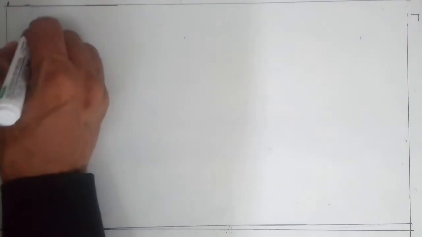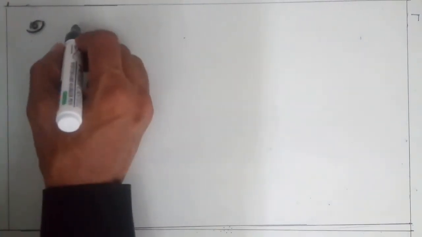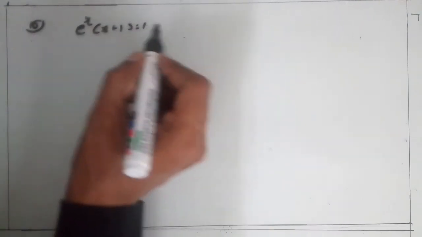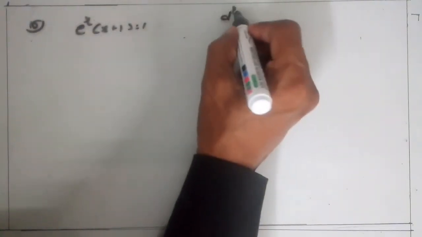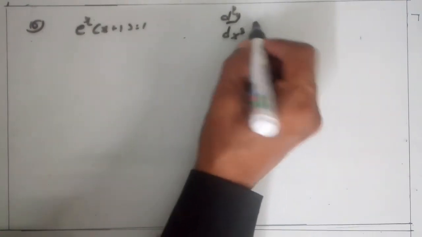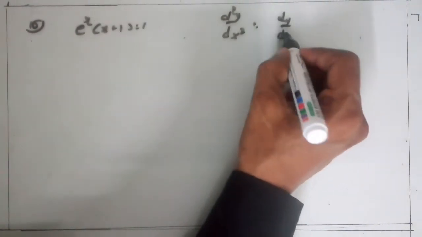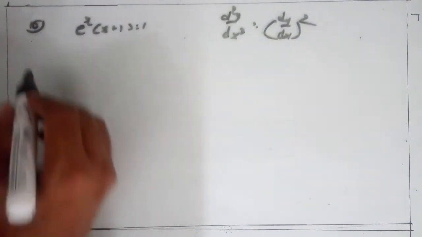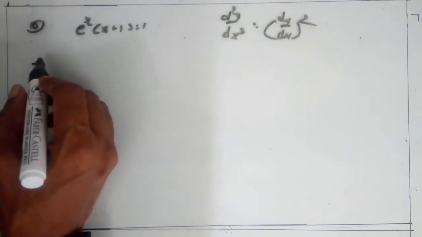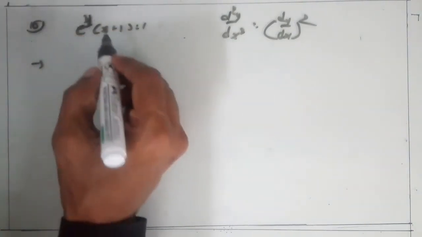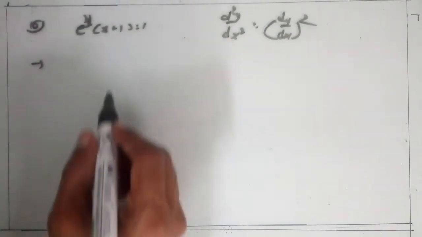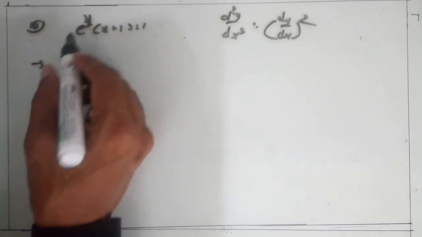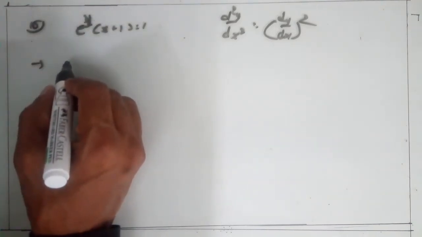Now question number 16. If e raised to y into x plus 1 is equal to 1, then show that d square y dx square is equal to dy dx raised to 2. Prove this. Here e raised to y into x plus 1 is equal to 1, given. Differentiate with respect to x.